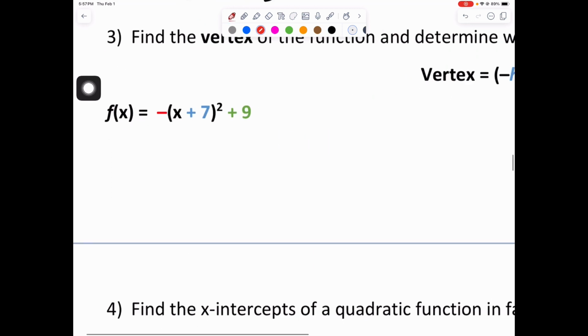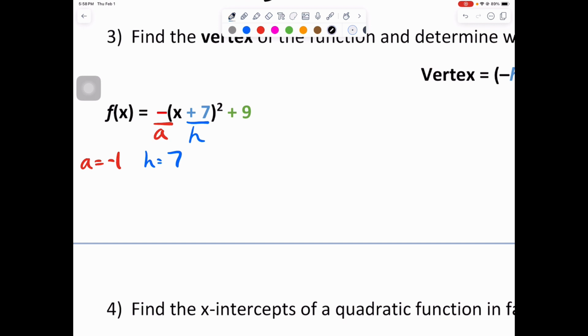All right, let's just go ahead and do some identifying. Our negative there, what is that? Yes, it is our a, and our a equals -1. Now our h value, yes, great job, it is 7. Did I hear it? The flip sign of h.